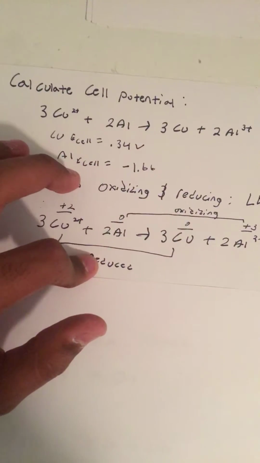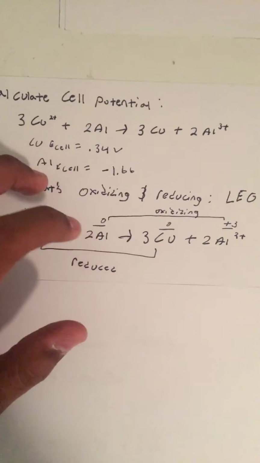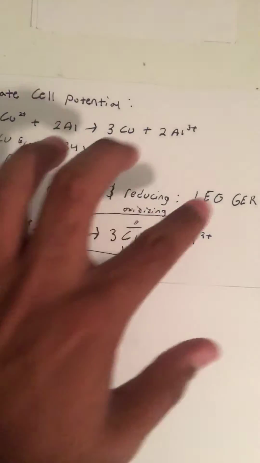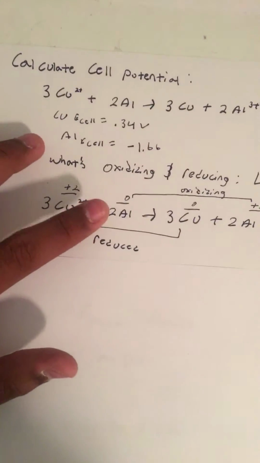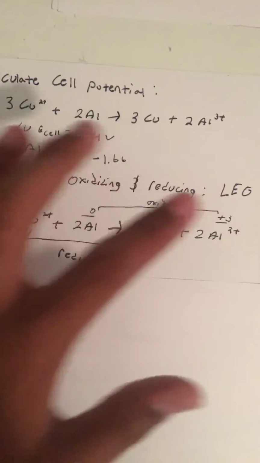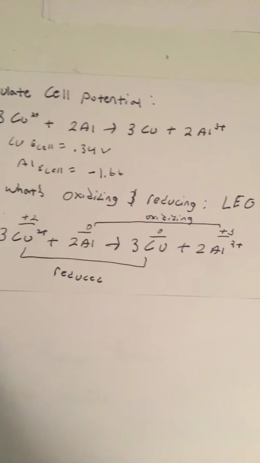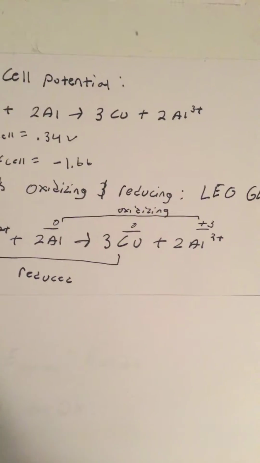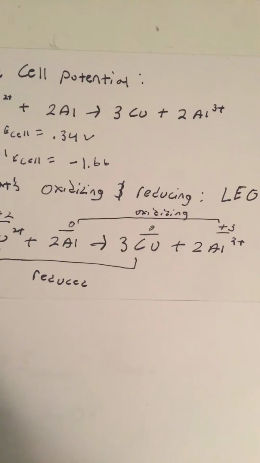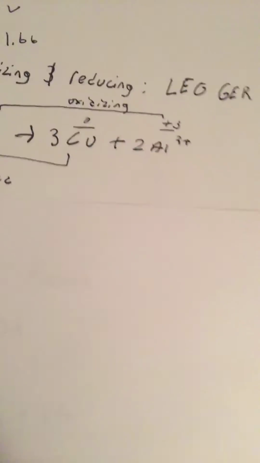So since you know what's reduced, Al has to be oxidized. But remember, oxidizing is losing electrons. So let's see. It went from 0 to a positive 3. It went forward on the number line. So it lost those negative charges. So it lost electrons, it's oxidizing.